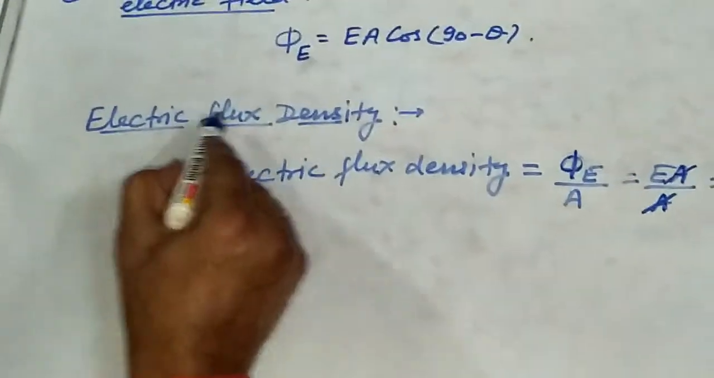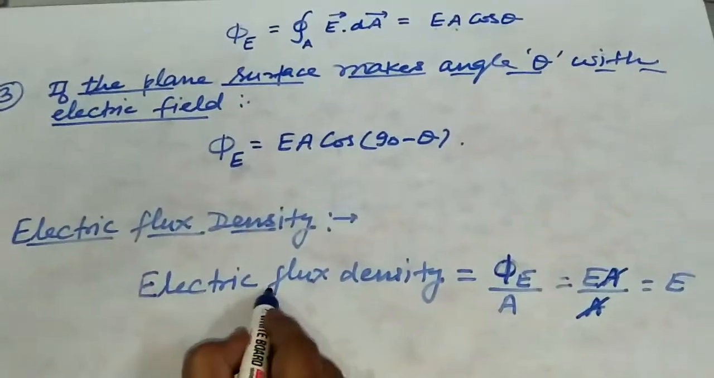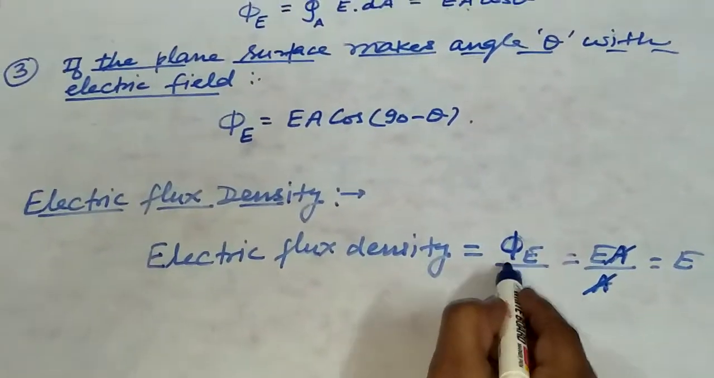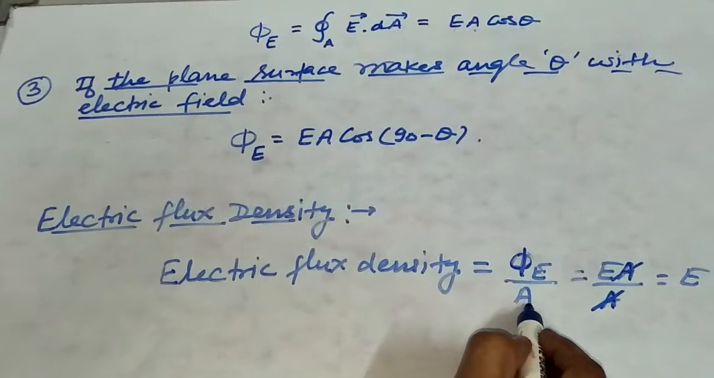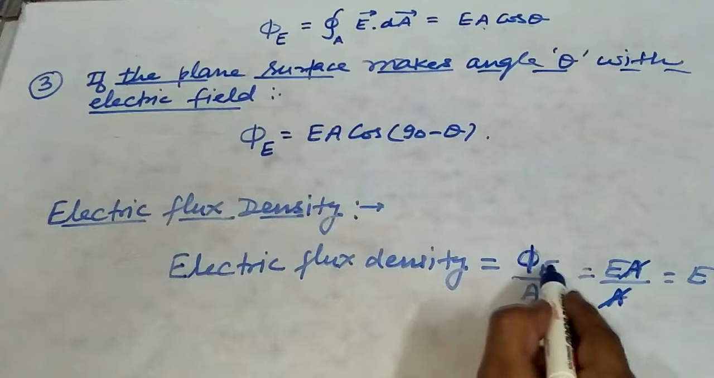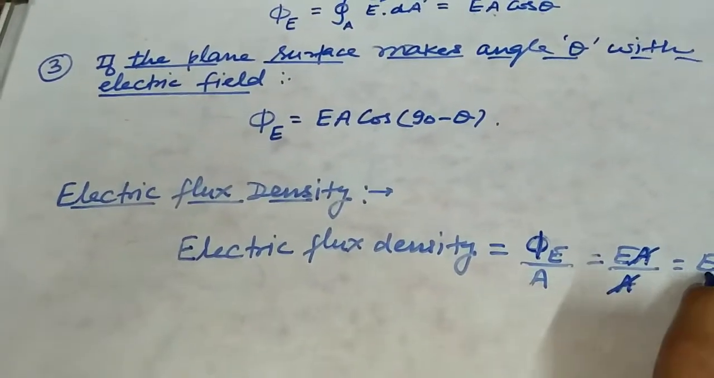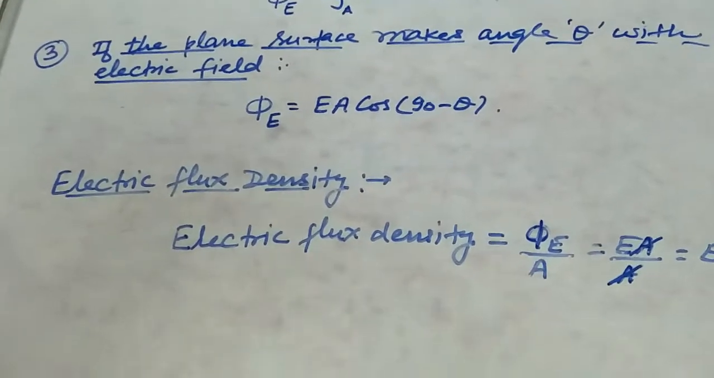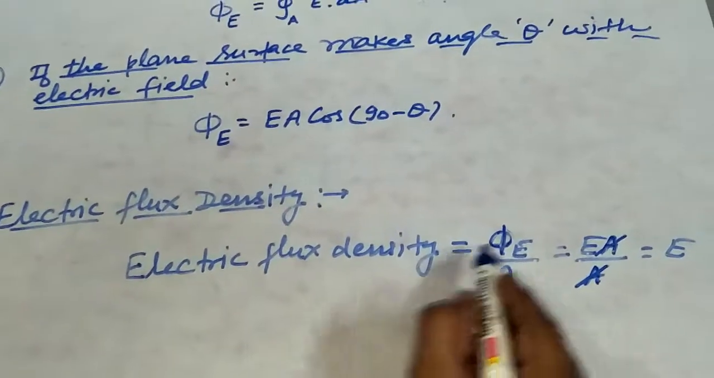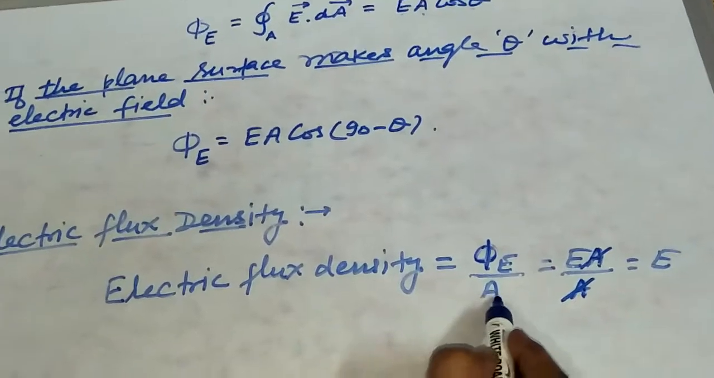Now the next topic is electric flux density. Dear student, electric flux density is the ratio of electric flux passing through a surface to the area of that surface. And if that surface is normal to the electric field, then you know phi is equal to E into A. So that gives EA upon A is equal to E. This is called electric flux density. So simply, electric flux density is the ratio of electric flux passing through a surface to the magnitude of that area.